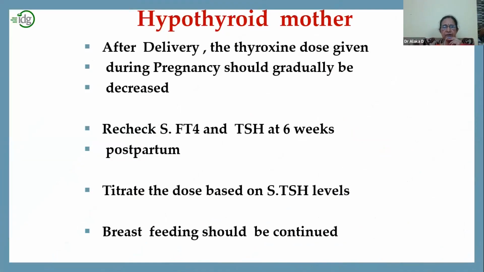After delivery, the thyroxine dose given, it is continued during pregnancy, and then it should be gradually decreased over 6 weeks. Recheck serum T3, T4 and TSH at 6 weeks postpartum. Titrate the dose based on the TSH levels. Breastfeeding should be continued with this thyroxine.